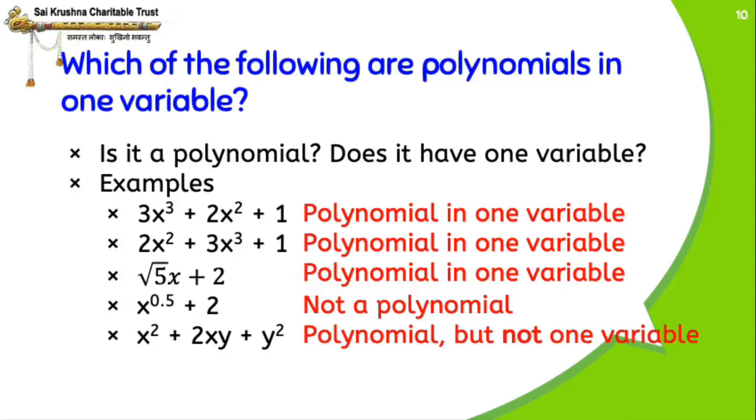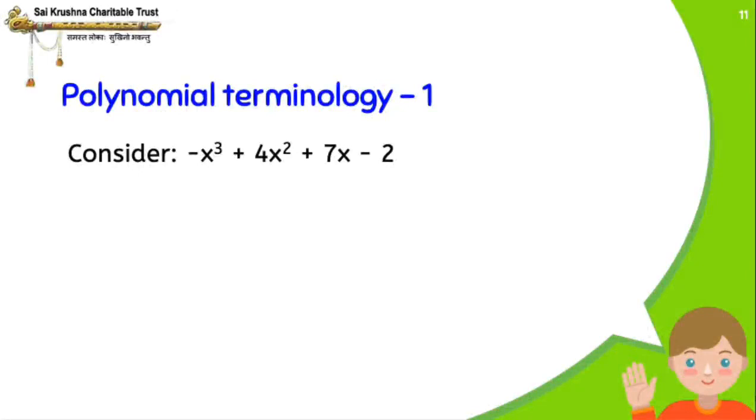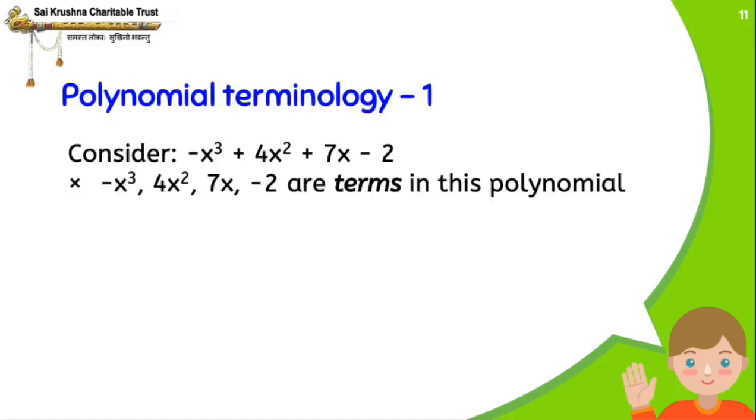Let us now look at some terminology related to polynomials. It is easiest to consider it in the context of an example. Let us look at an example of a polynomial: minus x cubed plus 4x squared plus 7x minus 2. Each of these numbers between the plus signs is considered a term, okay, or a negative sign too, because minus 2 is just like plus negative 2. Okay, so minus x cubed is one term, 4x squared is one term, 7x is one term, and negative 2 is one term. Okay, so each of these components in the polynomial between the plus signs are considered a term in the polynomial.